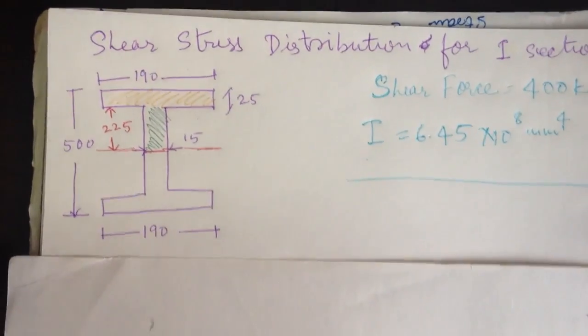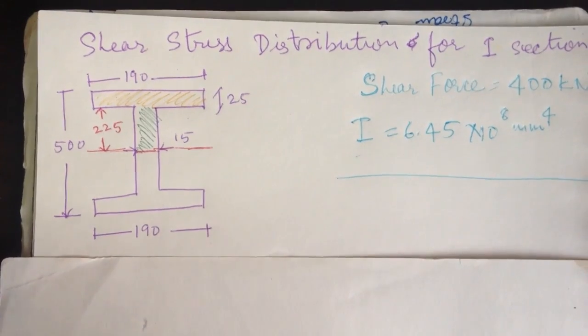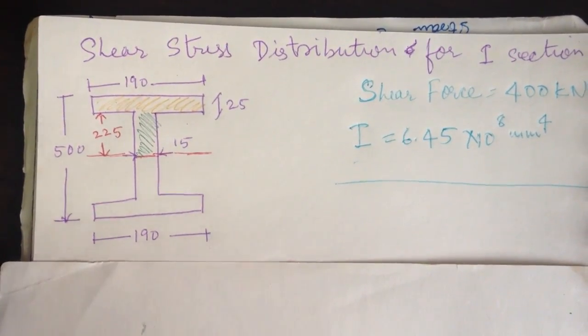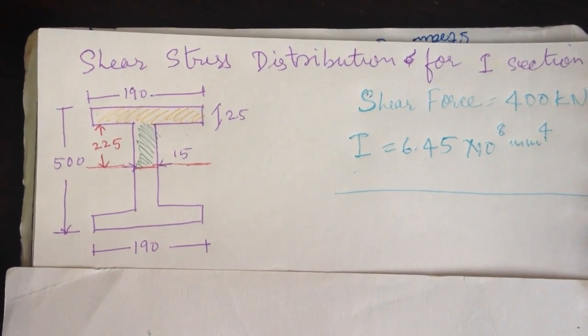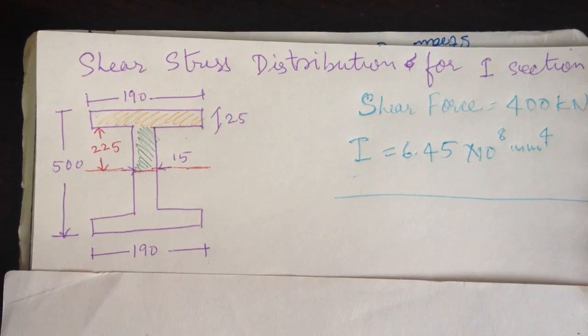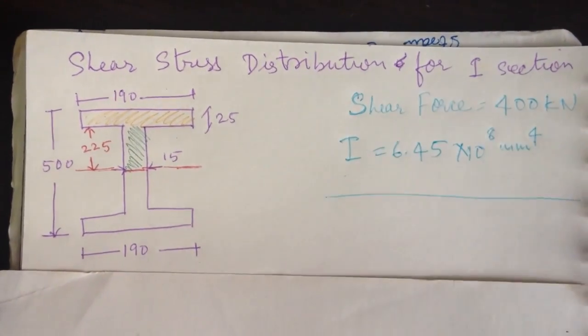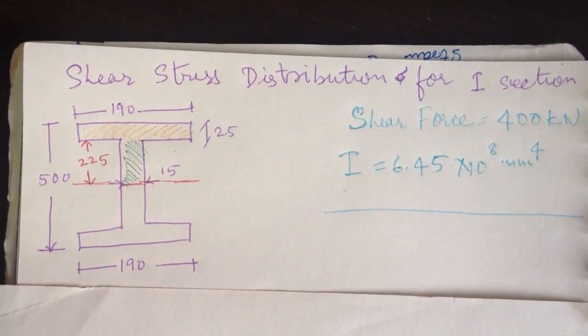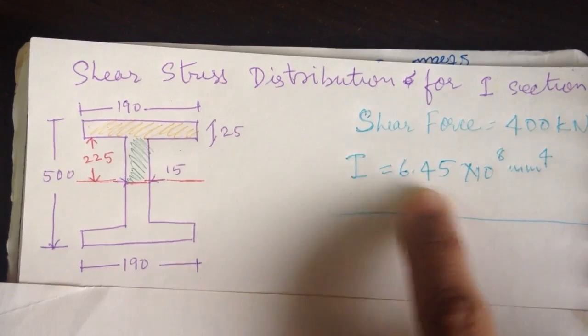What I'm doing here is the shear stress distribution for an I section, the same thing that we solved in the class. So it's an I section 190 mm wide and 500 mm deep. The flanges are 25 mm thick and the web is 15 mm thick. The shear force given to us in the problem is 400 kilonewton, and the moment of inertia is 6.45 × 10^8.